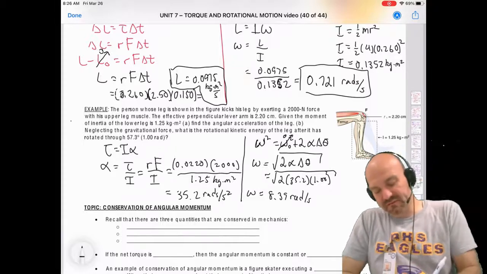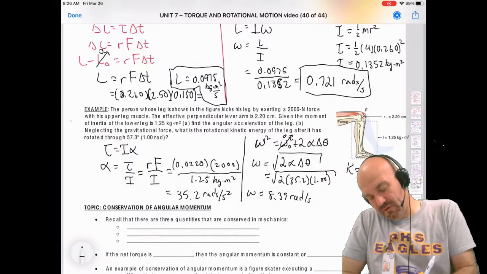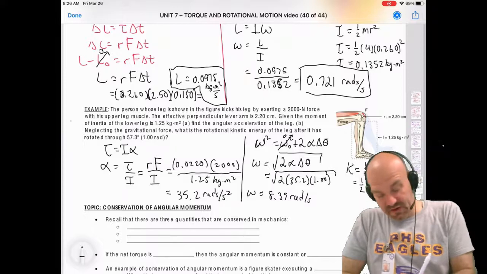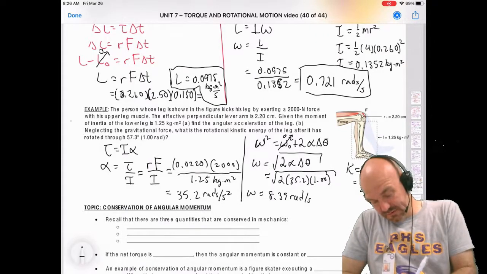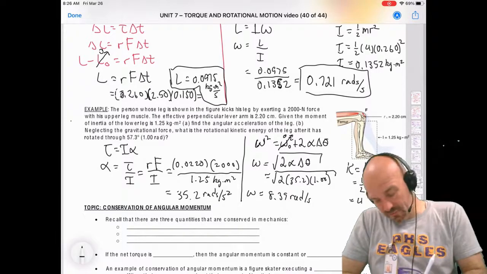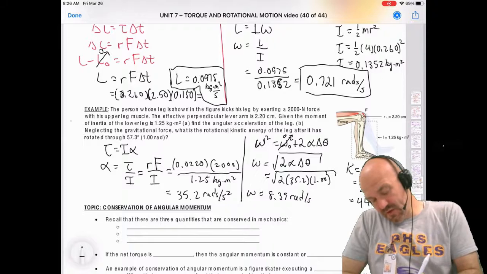And now we use that to find our kinetic energy. So 1/2 I omega squared, it's going to be 1/2 times I, which is 1.25, times 8.39 squared. And so our kinetic energy for the leg will be 44.0 joules.